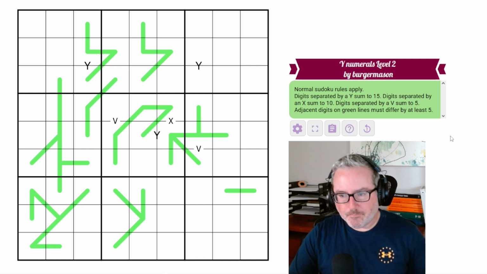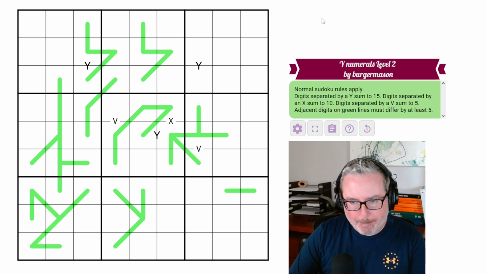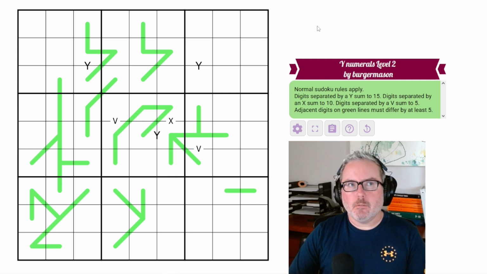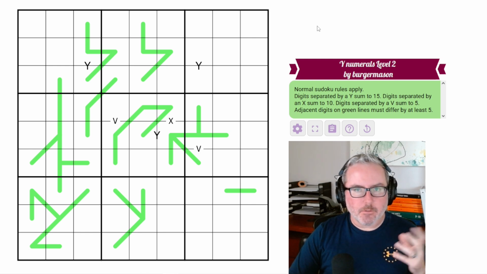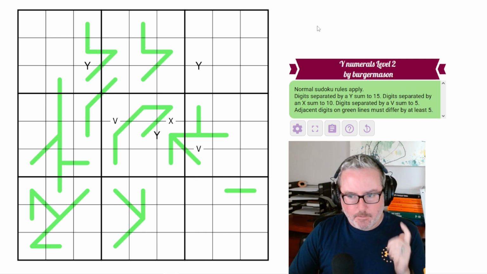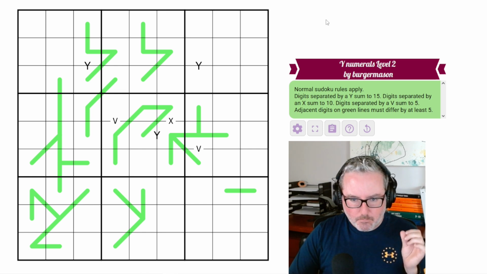Let's get started. So, where to start? Well, I guess if we think about the Y constraint, there's going to be a similar reduction in what can occur, similar to the V, because there's only going to be two ways to make a 15. It's either 9, 6, or 8, 7. So we'll have to keep that in mind.